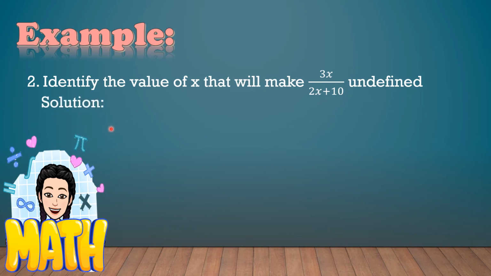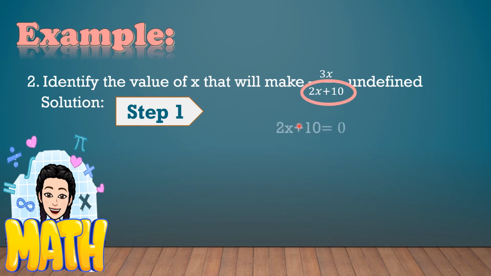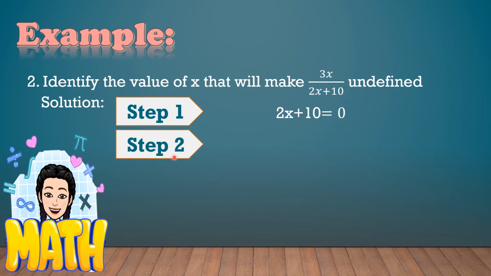For our first step, i-equal lang natin ang ating denominator na 2x plus 10 to 0. So we have 2x plus 10 equals 0. Then, step 2, solve for x. Sa example natin na ito, magma-minus tayo ng 10 sa dalawang sides na ito. So we have 2x plus 10 minus 10 equals 0 minus 10.